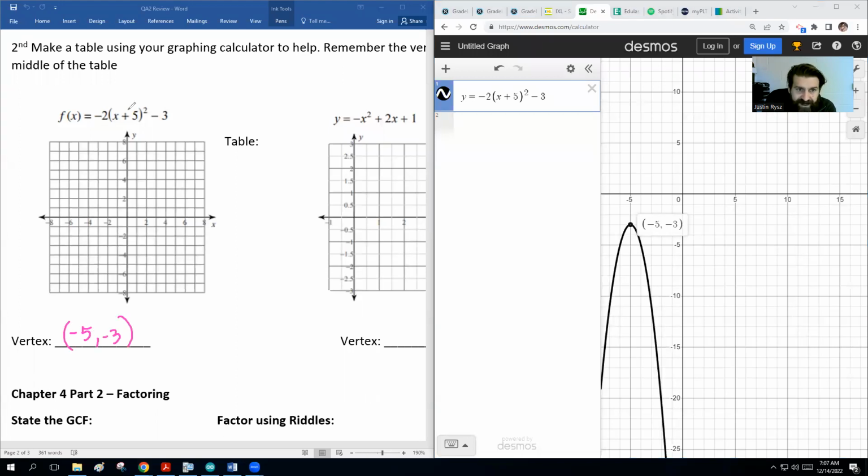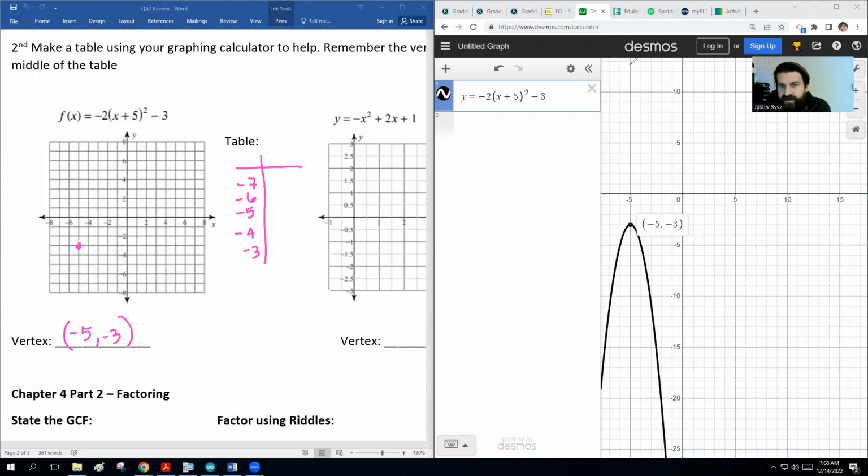Our h is negative 5. That's what's being subtracted. And then our k is negative 3. So negative 5, negative 3. And then we want to make our table. So remember in the table, you put your vertex in the middle. You go 2 above it. Let's see, that would be negative 4 and negative 3. You go 2 below it, negative 6 and negative 7.